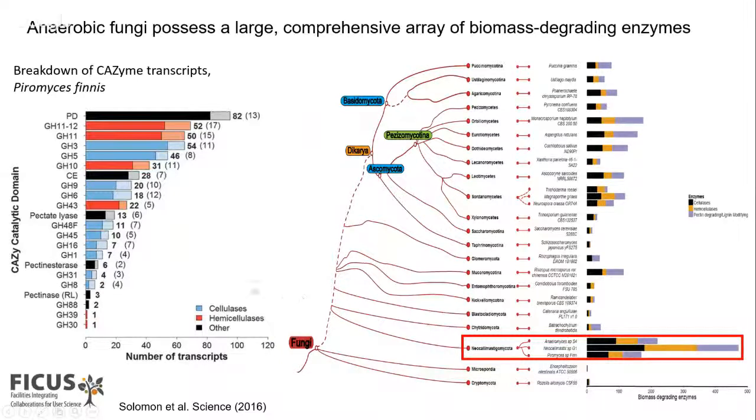If we place this onto the tree that we were just looking at, and count the number of biomass degrading enzymes, the anaerobic fungi under the Neocallimastigomycota phylum possess the largest number of biomass degrading enzymes, much more than some of the familiar organisms such as Trichoderma reesei, which is here. They basically have a lot more cellulases, hemicellulases, and peptide degrading and lignin modifying enzymes.